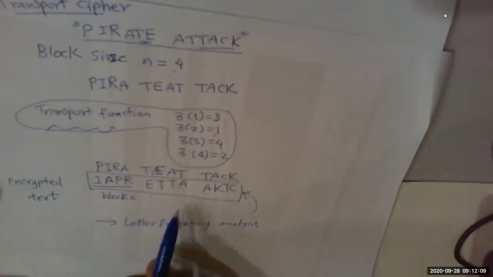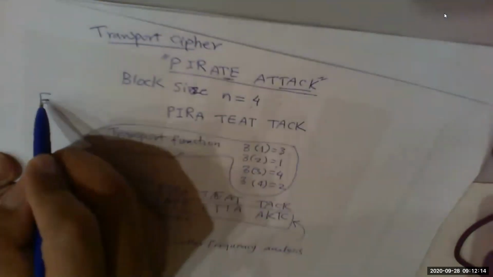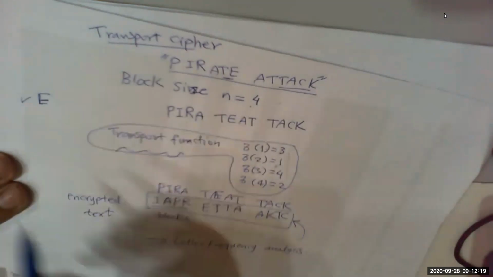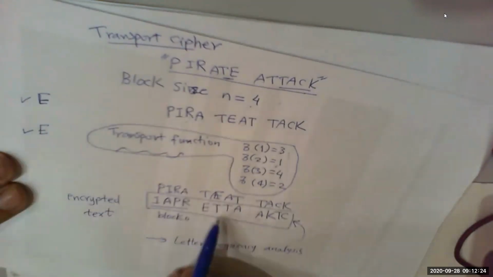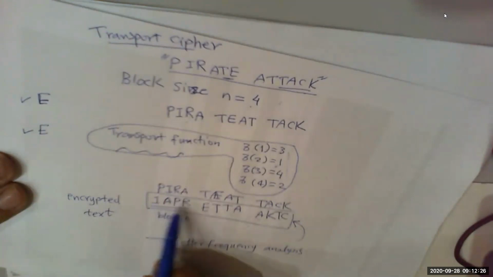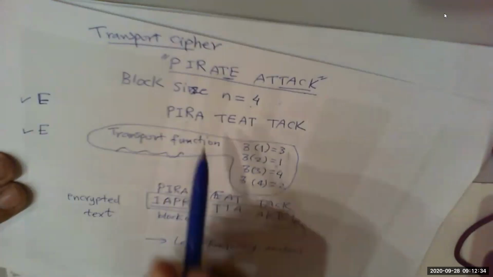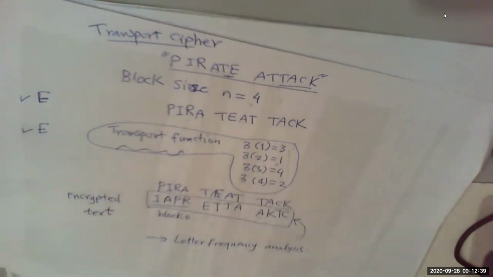For example, in plain text, we have E as the most repeated letter, and also in the cipher text, E will be the most repeated letter. Why? Because we just changed the order of the letters. We didn't shift them. So letter frequencies are kept the same for the plain text and for the cipher text. Okay, so I think we can move to the next slides.